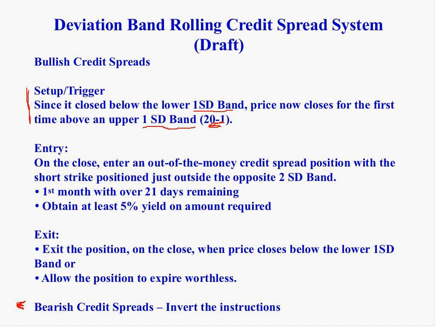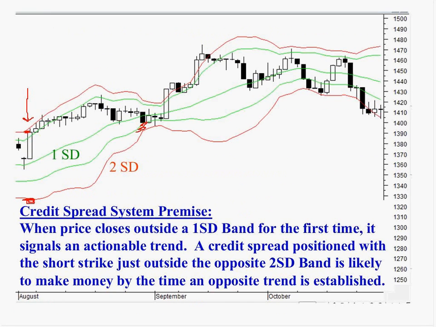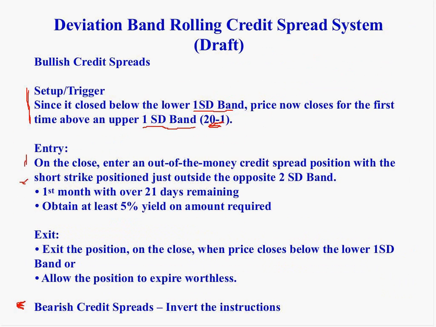Now, here's what we do at the close, that's how we tested this: enter an out of the money credit spread position, with the short strike just outside the opposite 2 standard deviation band. So I showed you. Okay, once again, signal here, we go to the opposite down here. And we're going out of the money put. Do a put spread.